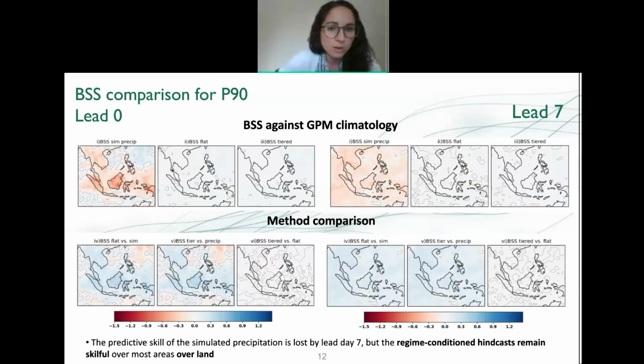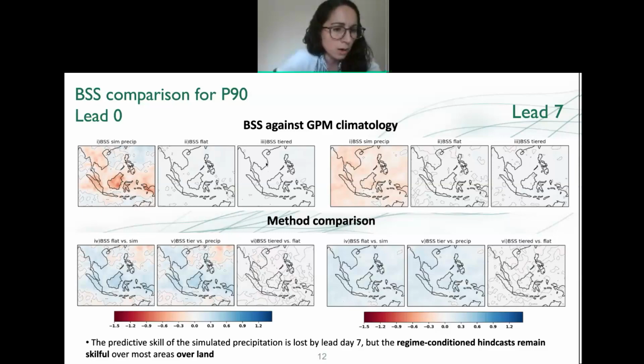On the first row of these plots, we are comparing the different methods. So we have the simulated precipitation to begin with, our flat regime conditioned method, and the tier one. And for lead 0, we can see that in blue, we have positive Brier skill scores, which means that we have some skill. And the simulated precipitation only has skill mainly over some ocean regions, right? But over land, even for lead 0, it's very poor. Whereas our methods tend to produce moderate but positive levels of skill over most regions over land.